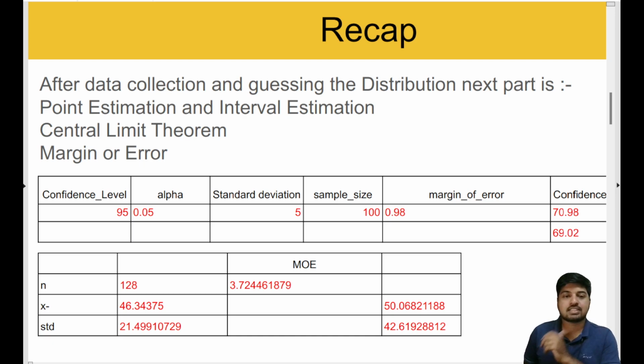So now this is the recap part. First, I have said that after data collection and guessing the distribution comes the next part. We have collected the data and guessed the distribution of the population. Suppose it is continuous data, like we have measured the height of students or children, then which distribution will it be if I measure the heights?